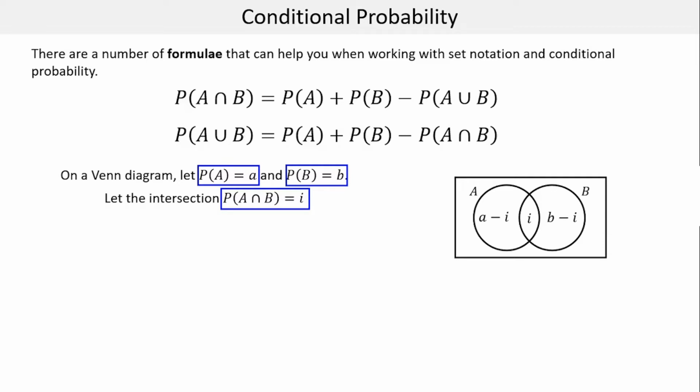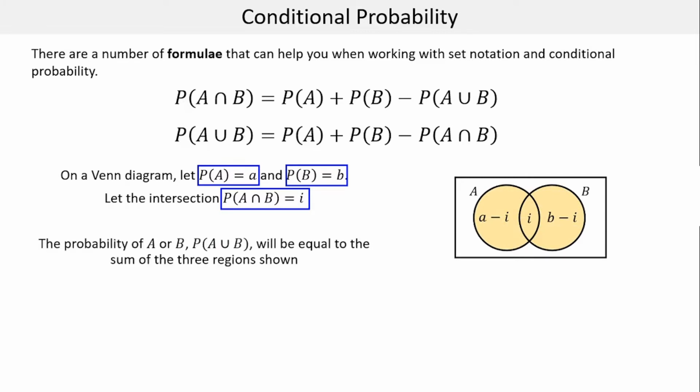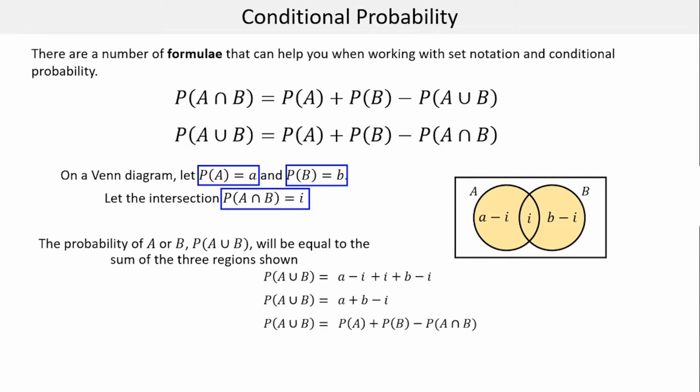Okay, can we find an expression for the union? The union is going to be all of these 3 regions added together. So, A union B equals A minus I plus I plus B minus I. Simplifying that, we get A plus B minus I. And here's the nice bit. Let's substitute those probability expressions back in. So A was probability of A, B was probability of B, and I was the intersection. So from that, we get our formula.